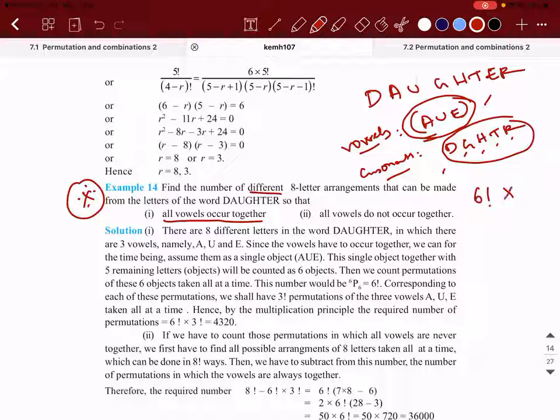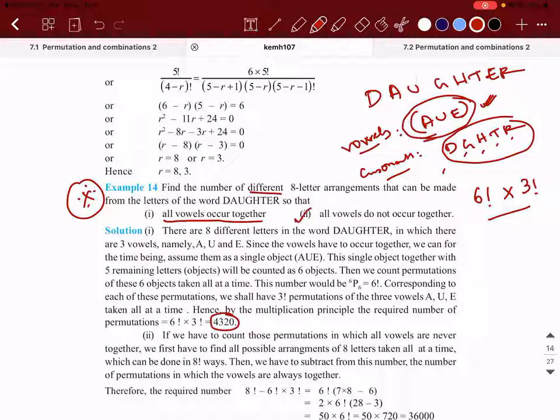And into, among the vowels, they can be arranged in 3 factorial. Right. So this is the answer for the first one. So 6 factorial into 3 factorial will give us 4320.